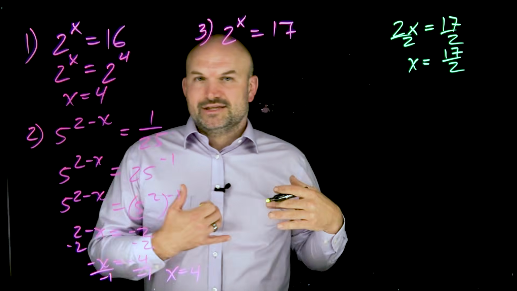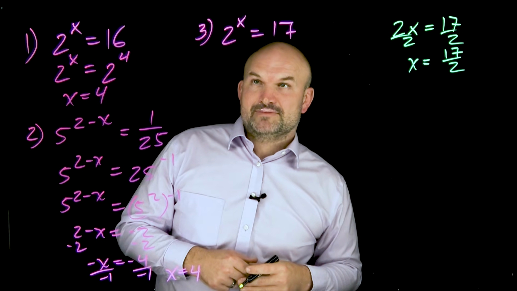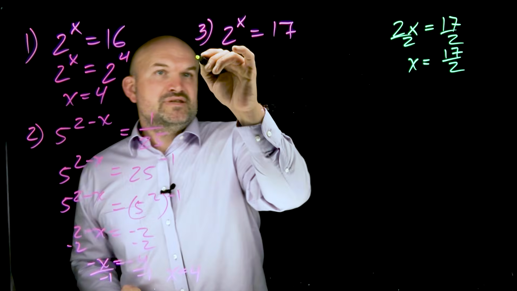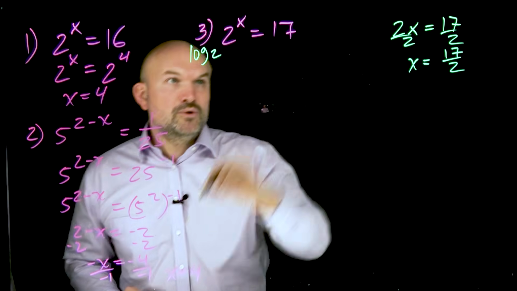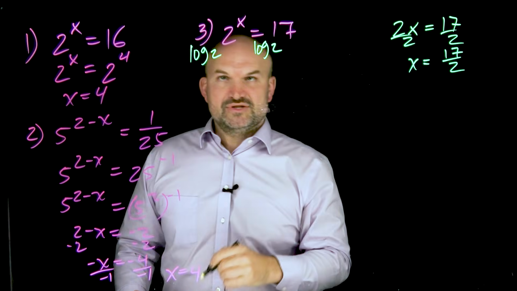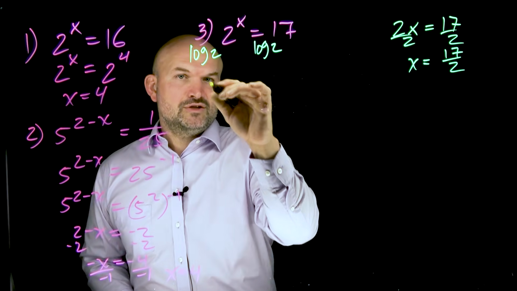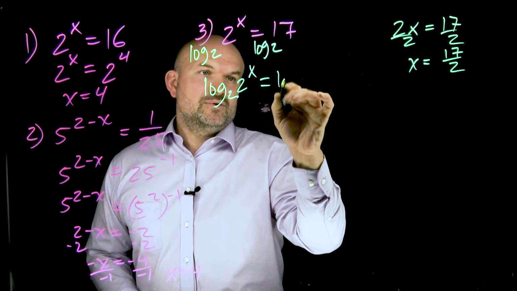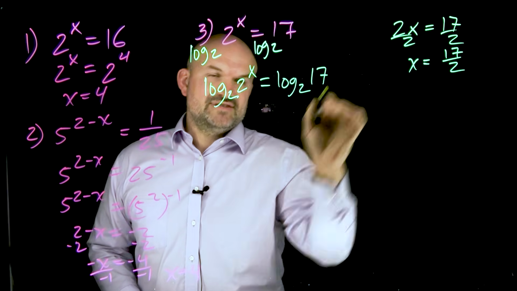So you don't just want to take the logarithm of anything to undo the exponentiating. You want to take the logarithm with the same base as your exponent. So in this case, I'm going to take the log base 2, and I have to make sure I do it on both sides. So when I do that, I'm going to have an equation that looks like this: log base 2 of 2 raised to the x equals log base 2 of 17.